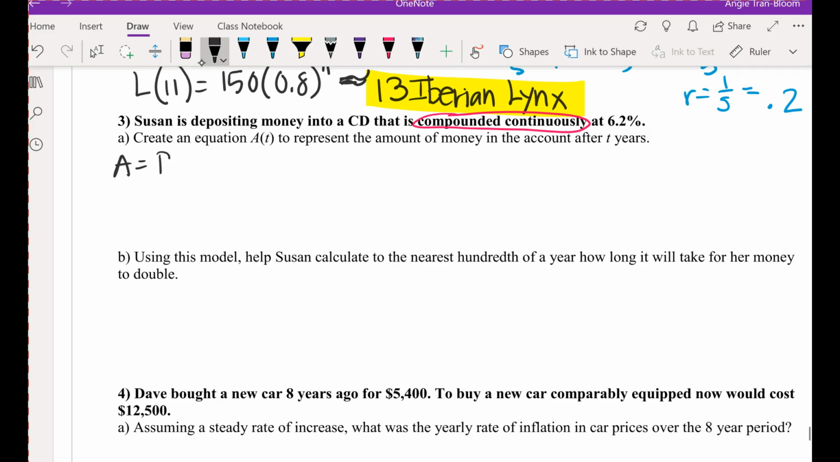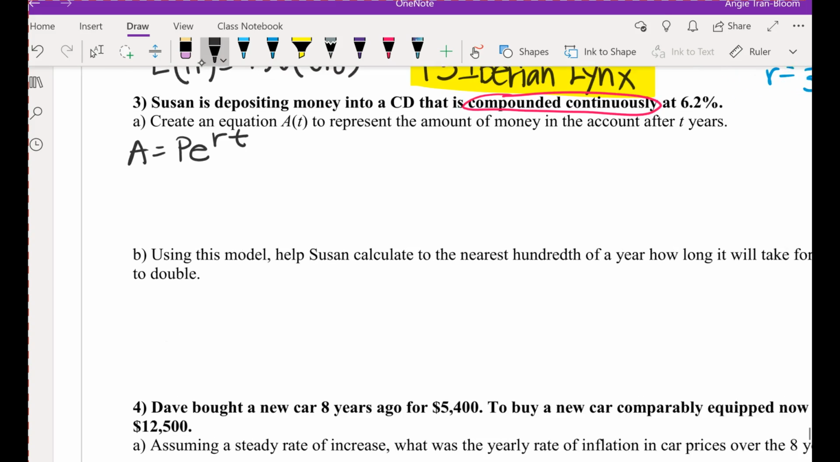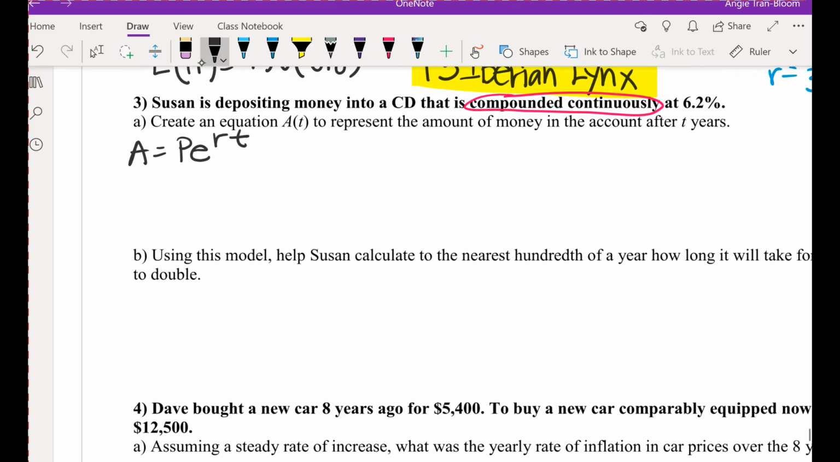A equals P times number E to the power of R times T. Part A. Delaney, help me read part A. Create an equation to represent the amount of money in the account after 2 years. Do we know the interest rate? It's 6.2%, but you can't use that in your equation. You have to convert that to 0.062. Beautiful.